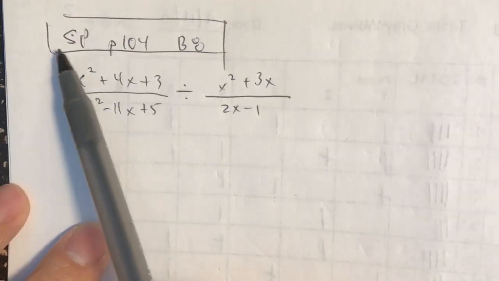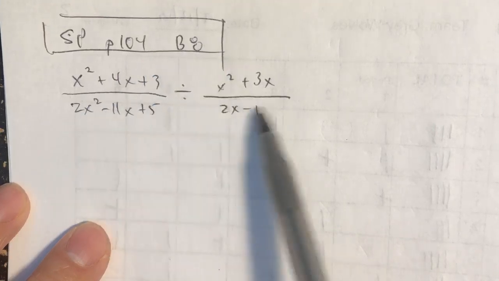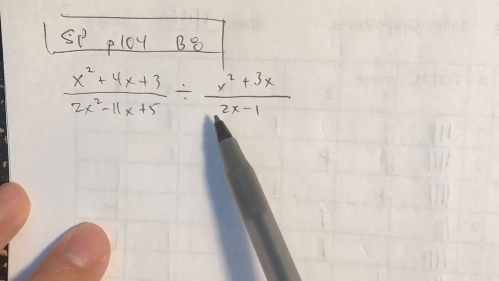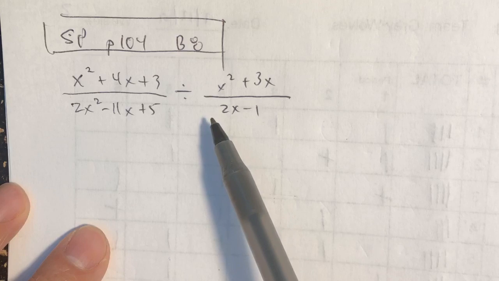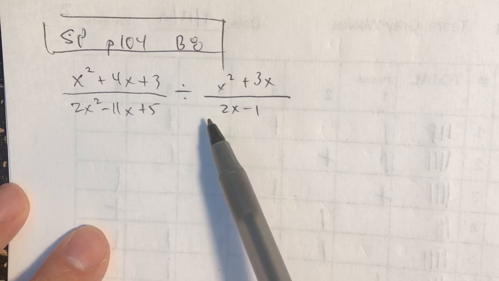All right, so I'm going over skills practice, page 104, B8. Here's the problem. I'm going to read the directions. Determine the quotient for each expression. Describe any restrictions for the variables and simplify the answer when possible.